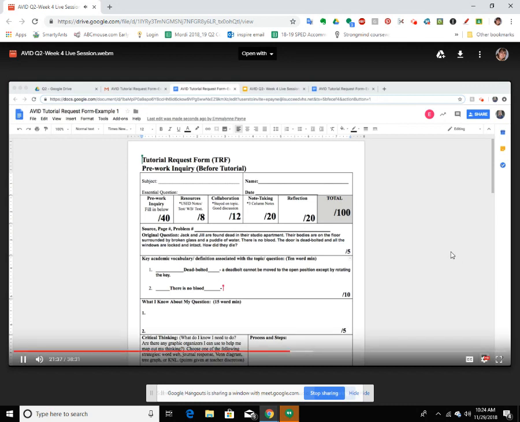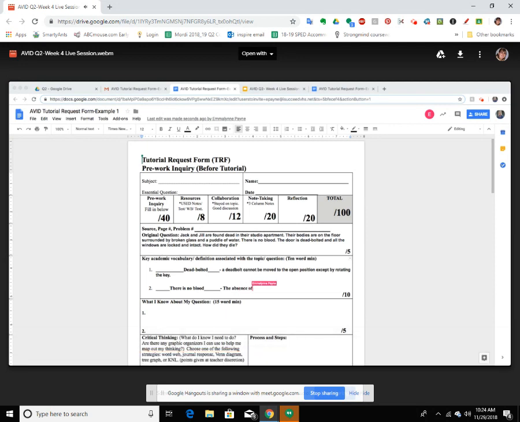So it looks like they're discussing their key terms. They're talking about how it's dead bolted. There's no blood, which means obviously nobody can get in. It's dead bolted, and the absence of blood.